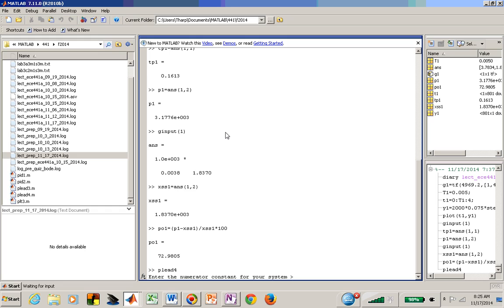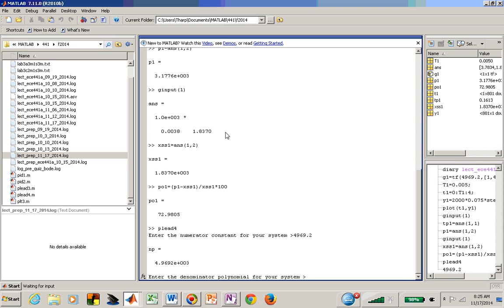And this was 4,969.2, I think, is that what it was? So 4969. Now it says enter the denominator polynomial for the system, and it's wanting this in the form of a row vector. The leading coefficient was 1. The linear coefficient was 4. I had s squared plus 4s plus 404. My constant coefficient is 404.